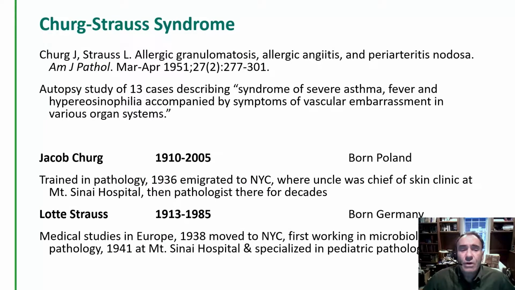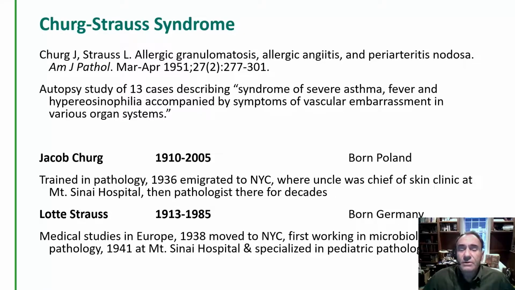The next eponym we'll talk about is Churg-Strauss syndrome. Well, in this case, Churg and Strauss actually worked together, and they published together a paper in the American Journal of Pathology in 1951 called Allergic Granulomatosis, Allergic Angiitis, and Periarteritis Nodosa. It was an autopsy study. Once again, we didn't have treatments. Most of the people who had many of these conditions died.